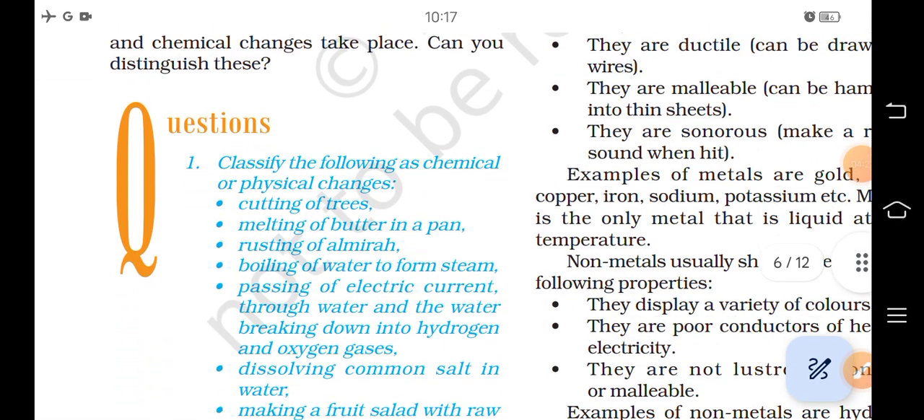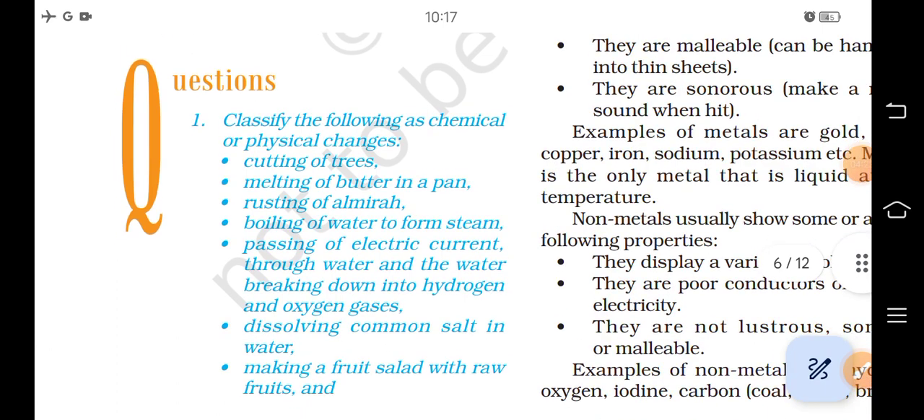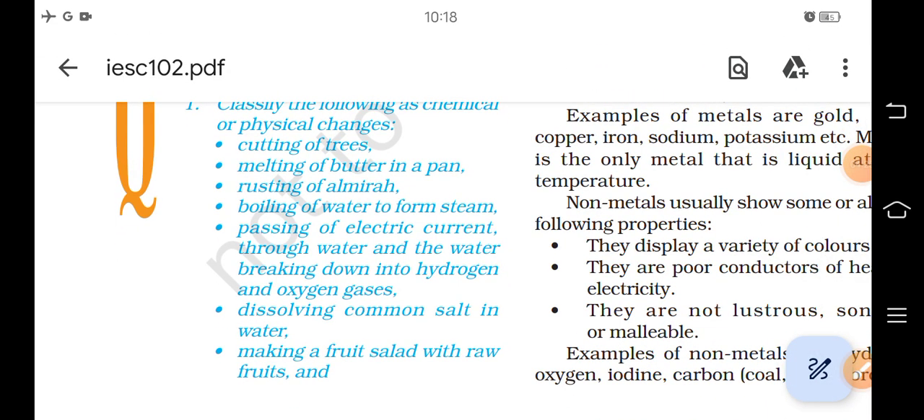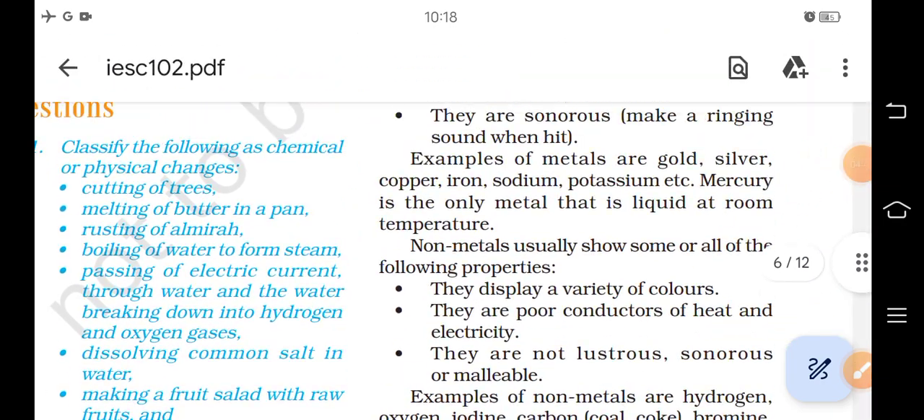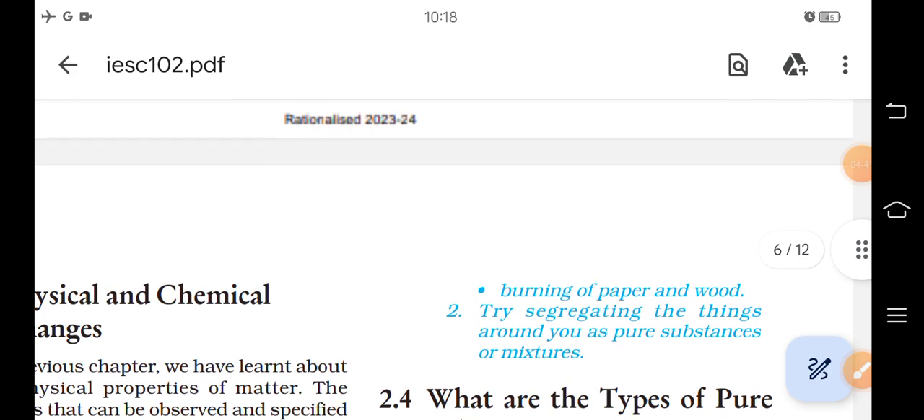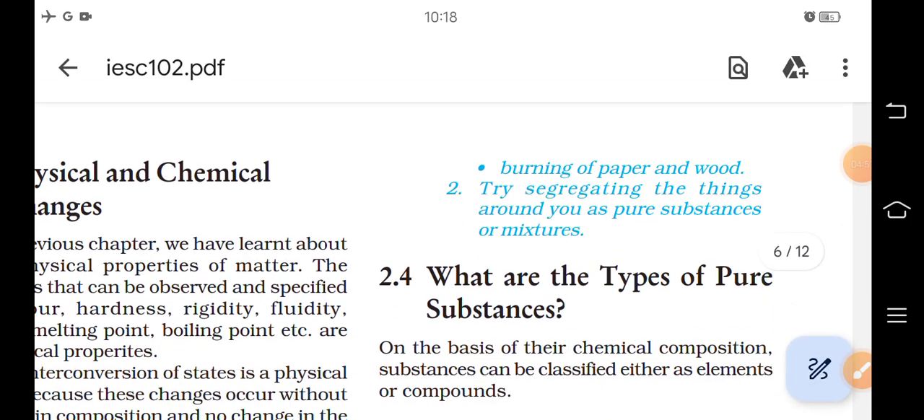Classify the following as chemical or physical changes: cutting of trees, melting of butter in a pan, rusting of almirah, boiling of water to form steam, passing of electric current through water and the water breaking down into hydrogen and oxygen gases, dissolving common salt in water, making a fruit salad with raw fruits, and burning of paper and wood. Try, try.